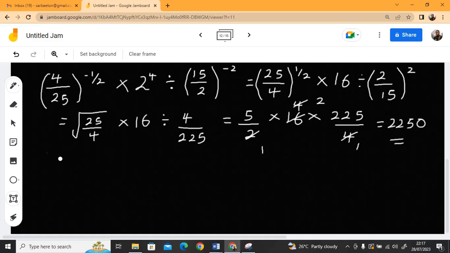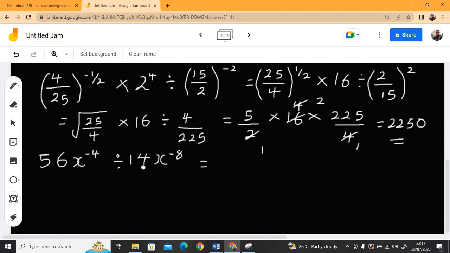Let's look at another one. Let's assume we are given something like this: 56 s raised to the power of minus 4, divided by 14 s raised to the power of minus 8. This is our WAEC question. So how do you do this, applying the laws of indices? First thing, you divide 56 by 14. That is the first thing you have to do.